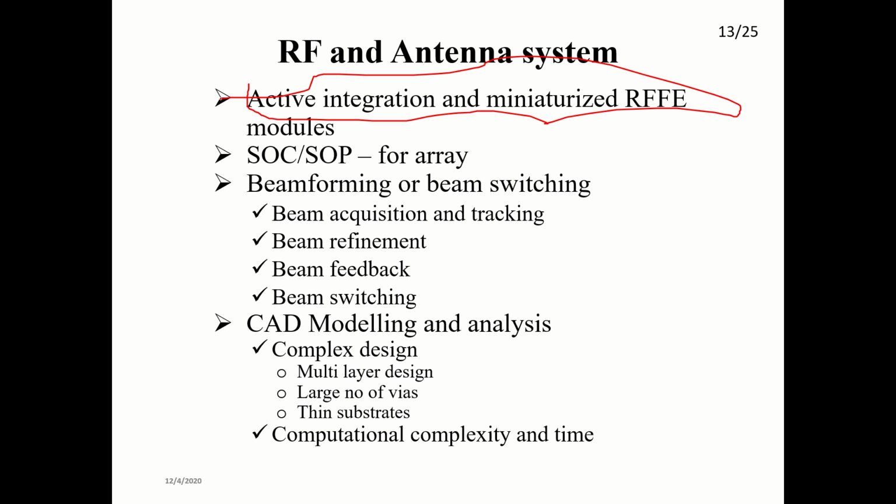Next is beamforming and beam switching. Beamforming has to be done with proper algorithms, and it should also be supported by the antennas. Here you can see that in 5G there are beam acquisition and tracking, beam refinement, beam feedback, beam switching. All these are related to algorithms and methods to devise this. Also here, radar concepts will come into the picture. It's not new, it's a radar concept.